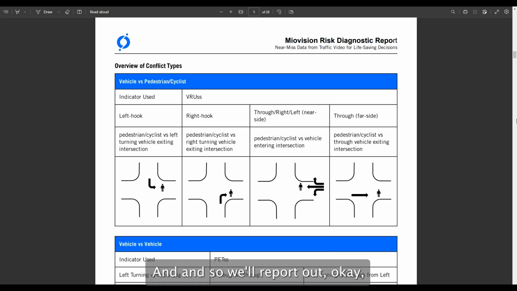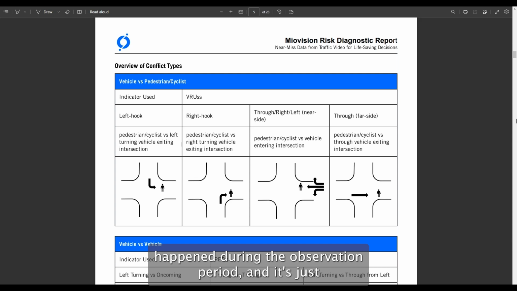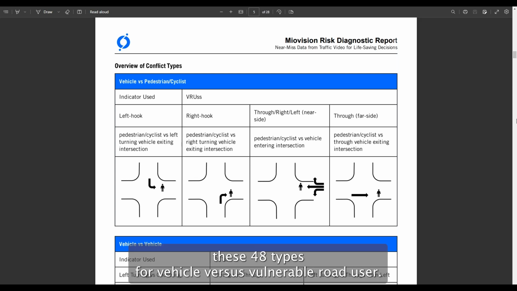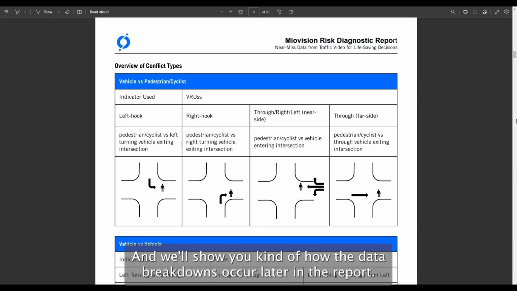And so we'll report out, okay, 0 or 10 or 15 of these near misses happened during the observation period. You'll have data on these 48 types for vehicle versus vulnerable road user, and we'll show you how the data breakdowns occur later in the report.